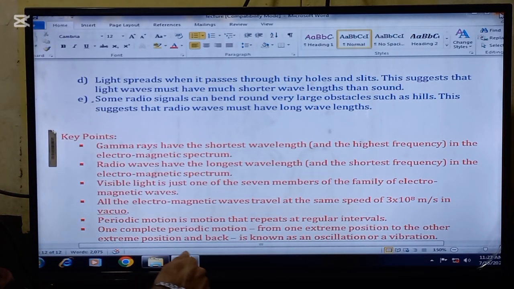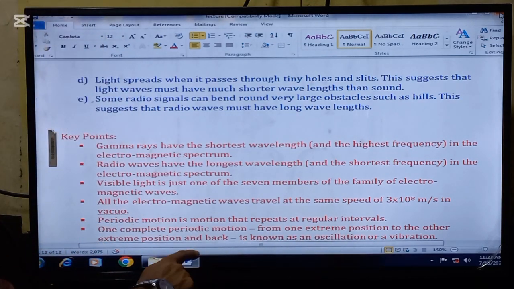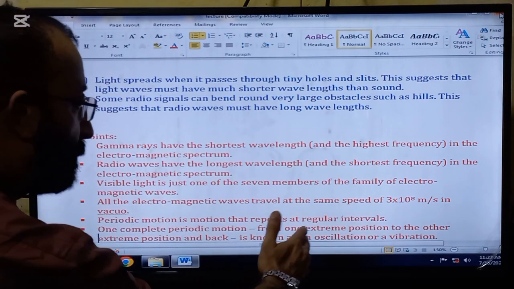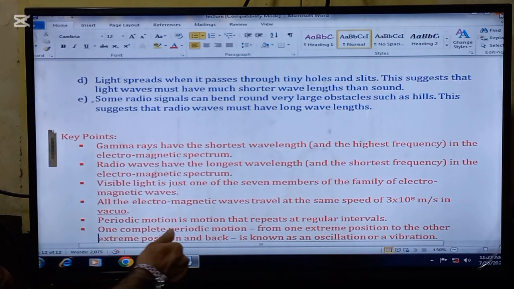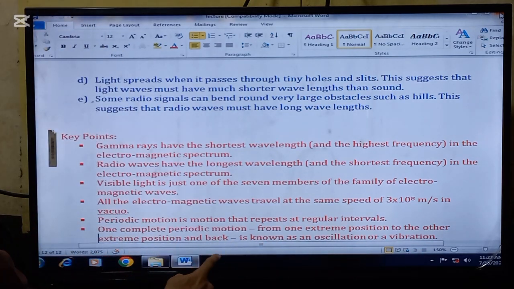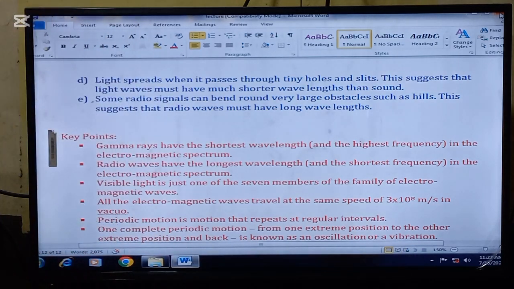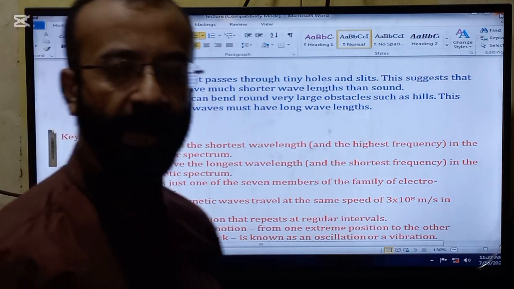Periodic motion is the motion that repeats at regular intervals. That kind of motion which repeats itself after regular intervals is called periodic motion. One complete periodic motion from one extreme point to the other extreme point and back is known as an oscillation or a vibration. So this was the topic, students.